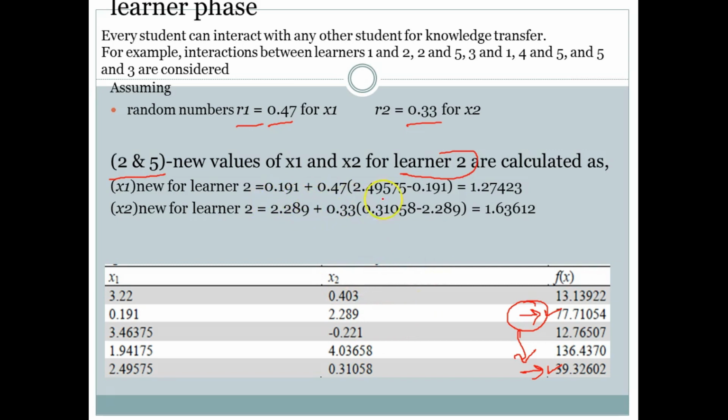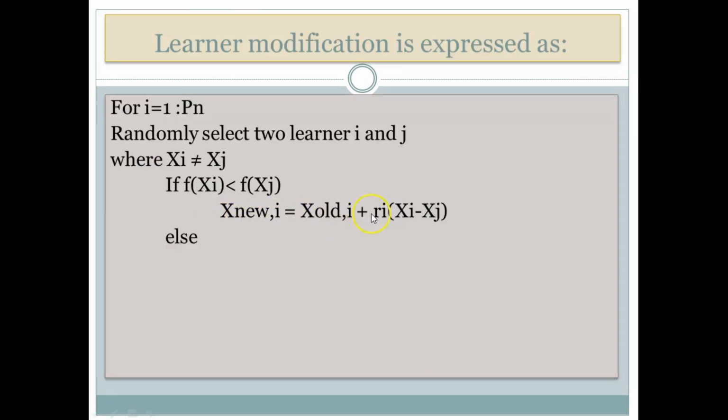So we'll use this formula, and how the formula can be applied. So here you can see the new value for x1 for the learner 2. So this is the formula to be used to update the values of each learner whenever this criteria is met. So here you can see when we compare learner 2 and learner 5, the objective function value of 5 is less than learner 2. So we are going to update learner 2.